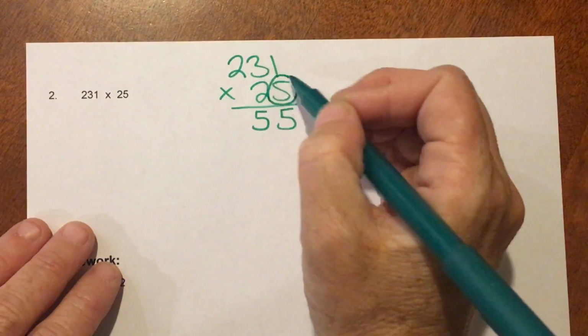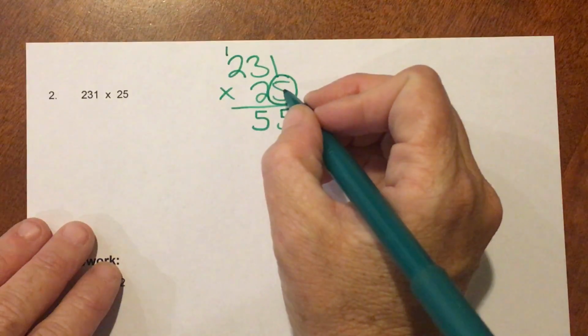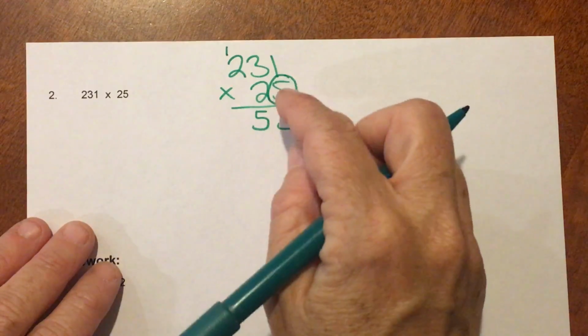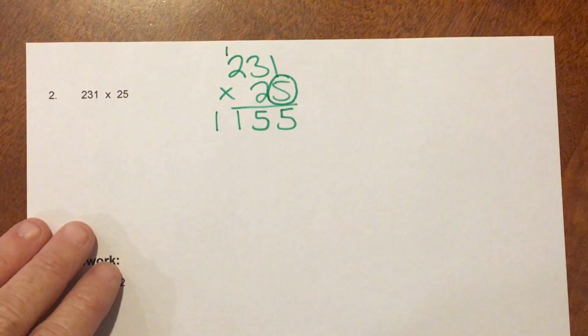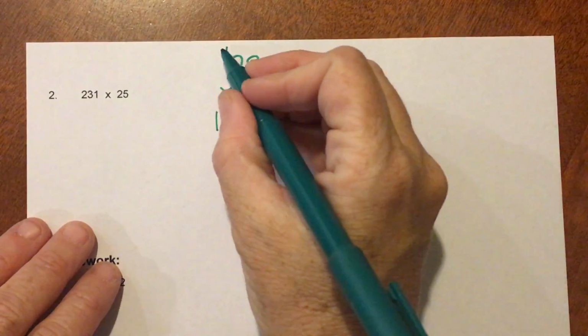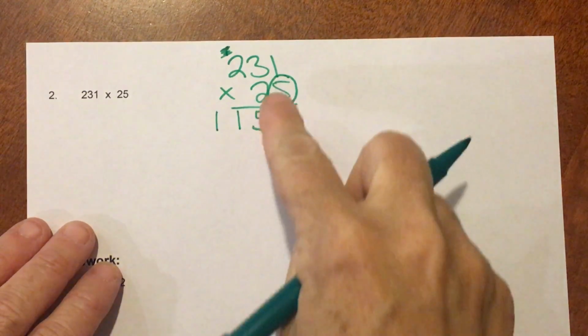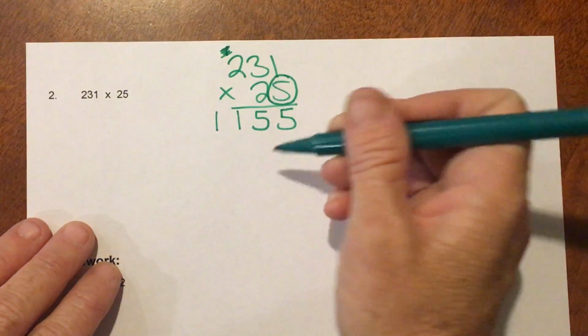So I was just at the 3. 5 times 3 is 15, so my next spot's here. So 5 times 2 is 10 plus 1 is 11. And there's nowhere to carry it, so I just write an 11. Okay, I'm going to cross that off so I don't let it confuse me. Now, since I'm finished with the 5, I go to the 2, and my answer is going under the 2.